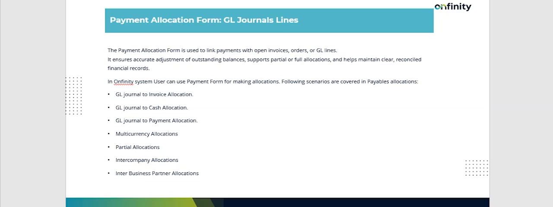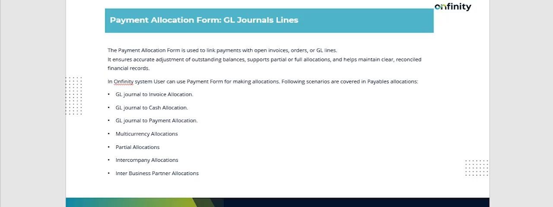This process ensures accurate adjustment of outstanding balances, supports both partial and full allocations, and helps maintain reconciled and accurate financial records. In the Onfinity system, the payment allocation form is used after all required transactions have already been created. Through this form, we balance and allocate these transactions against each other. The following allocation scenarios are supported for GL journals in the Onfinity system.